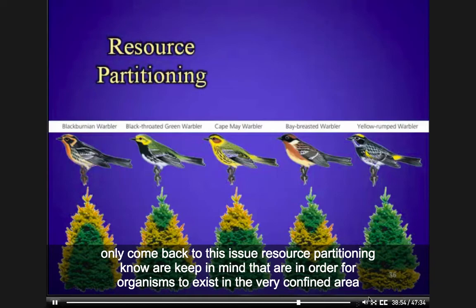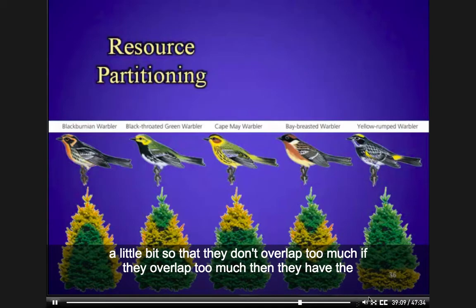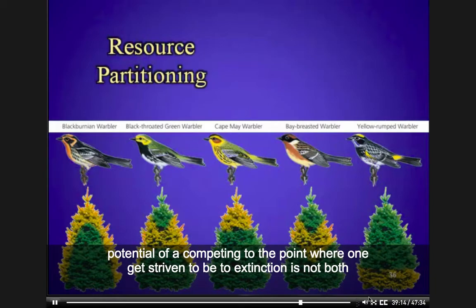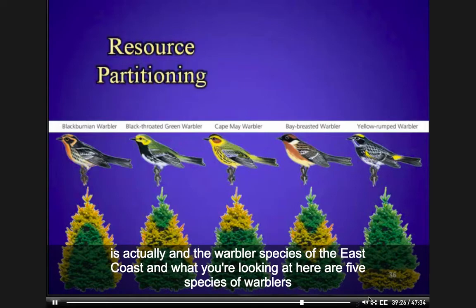I want to come back to this issue of resource partitioning now. Keep in mind that in order for organisms to exist in a very confined area, they have to kind of partition their resources. They have to specialize their niche a little bit so that they don't overlap too much. If they overlap too much, then they have the potential of competing to the point where one gets driven to extinction, if not both. Well, one of the classic examples of resource partitioning and niche specialization is actually in the warbler species of the East Coast.